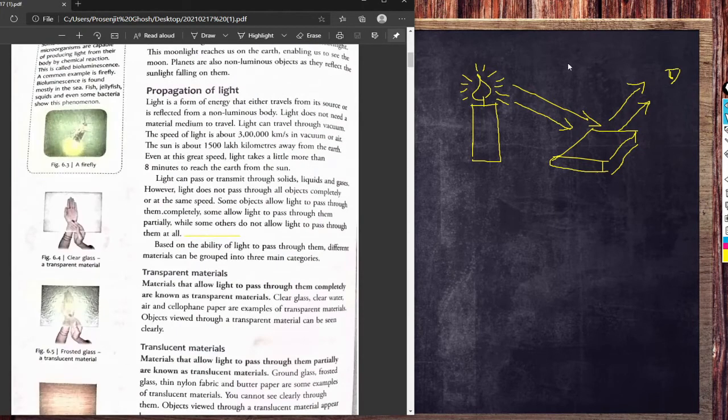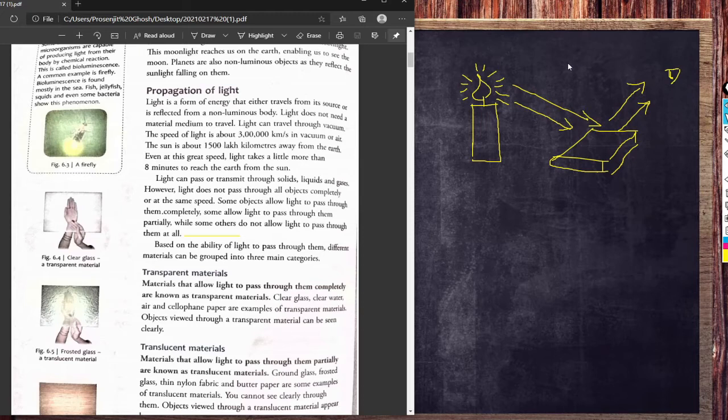Coming to the propagation of light, that is, how light propagates through a certain medium. As we know, we experience the propagation of light in air, but in water and in any other transparent medium also light can propagate. So whenever light is propagating, we have to see through which medium it is propagating. Is it a transparent material or a translucent material?